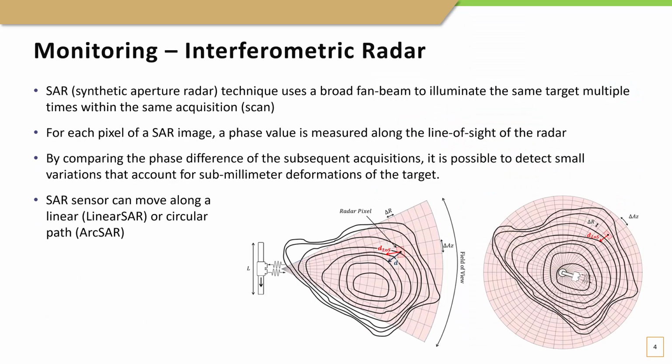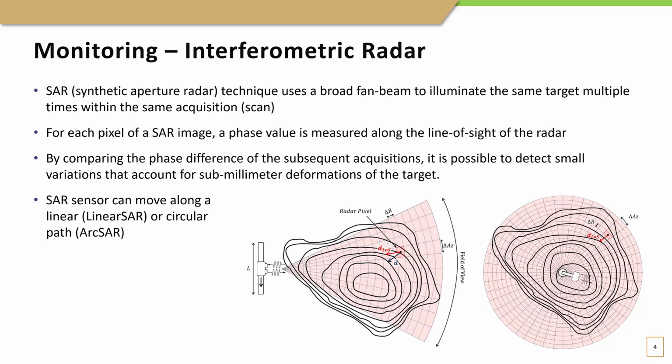Let's talk briefly about interferometric radar. Synthetic aperture radar, or SAR techniques, use broad fan beams to illuminate the same target multiple times within the same acquisition or scan. For each pixel of a SAR image, a phase value is measured along the line of sight of the radar. By comparing the phase difference of subsequent acquisitions, it is possible to detect small variations that account for sub-millimeter deformations of the target. That is, we can monitor sub-millimeter accuracy deformations.